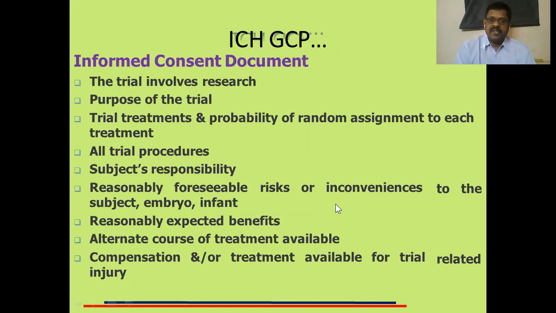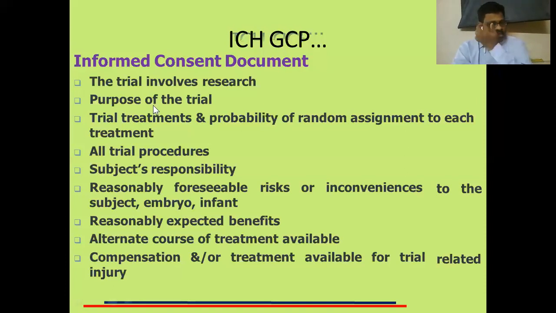Reasonably foreseeable risks or inconveniences to the subjects, and to the embryo if pregnant women are taking part in the study, or to the infant. So all must be given in detail in this. Reasonably expected benefits. If any problem, how the compensations will be given. Alternate courses of treatment available. If any problem, how the treatment remedy will be given. Compensation or treatment available for trial-related injury. If anything goes wrong, how immediately it should be reported, how it will be assessed, and on what basis the compensations will be given.